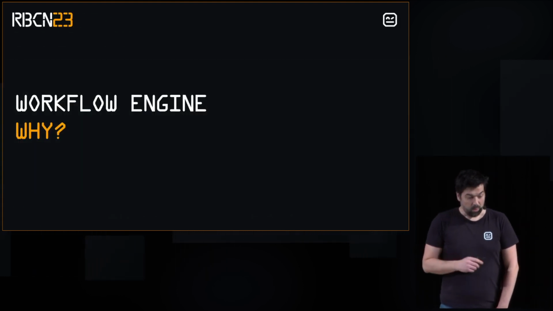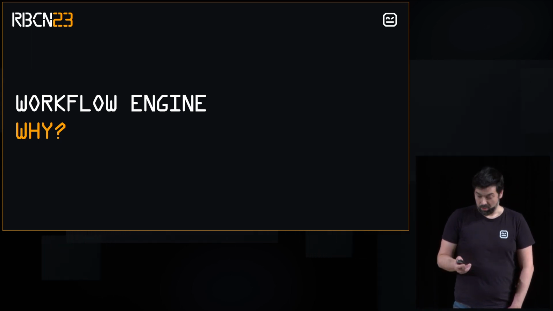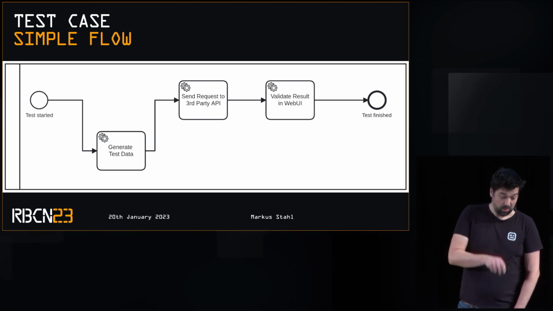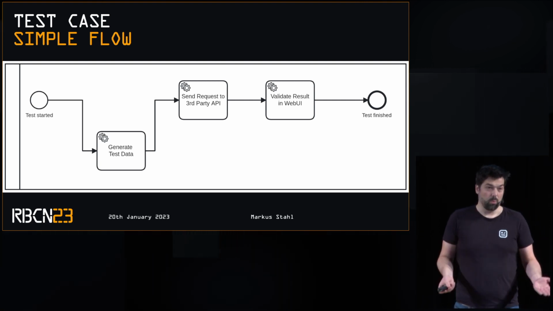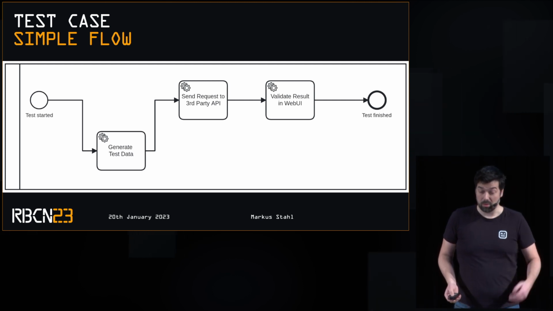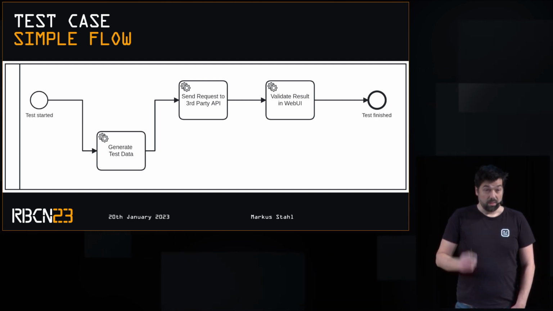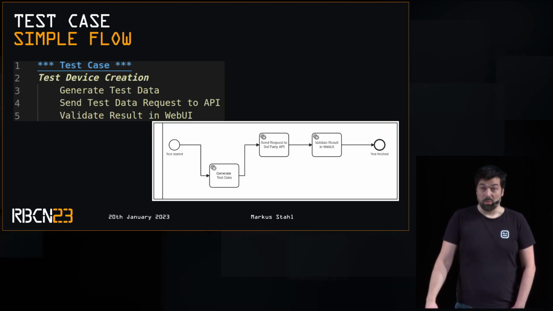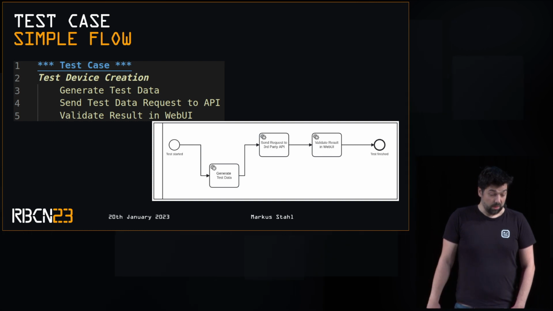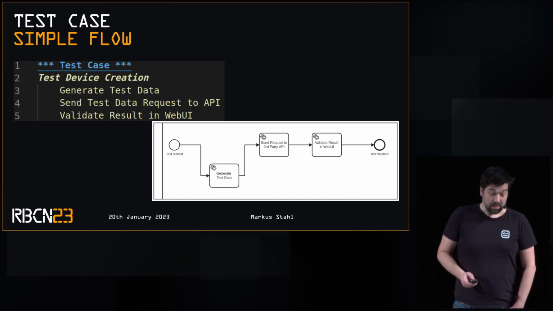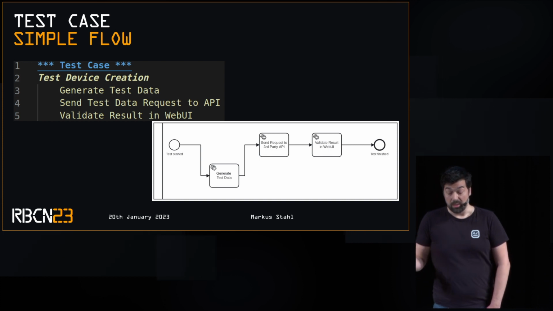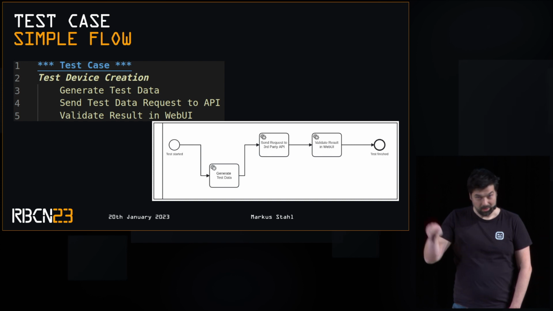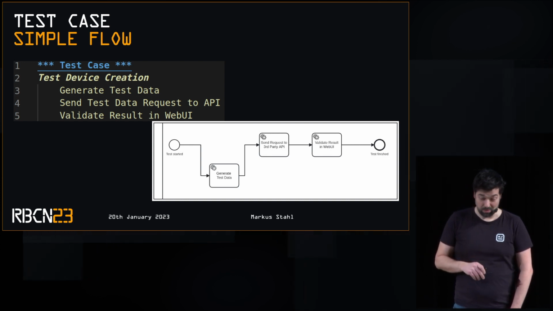But why a workflow engine, and why not just use plain Robot Framework? Let's have a look at this example again. If you want to automate this, you would say, why do you need a workflow engine for this? I can also do this in Robot Framework. Yes, you're right, that's really straightforward. You would make three keywords out of this process: generate test data, send test data to the API, and then validate the result. Now, you already see there's a small gap in the process flow.